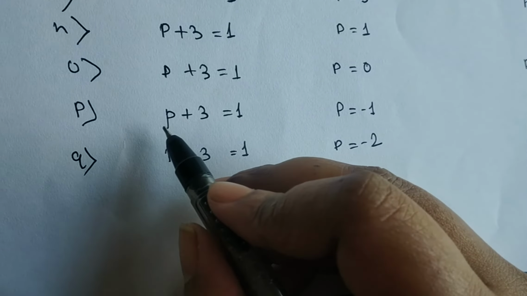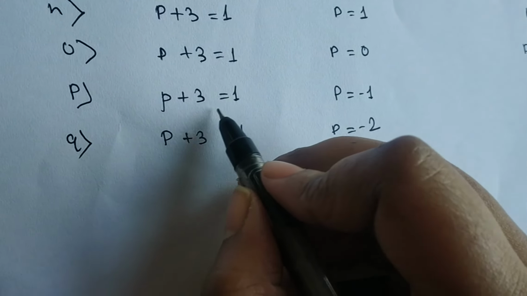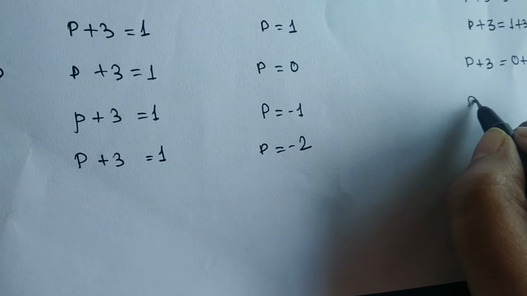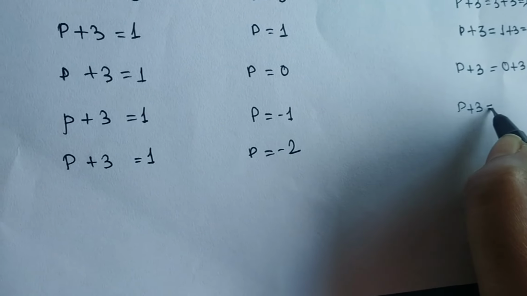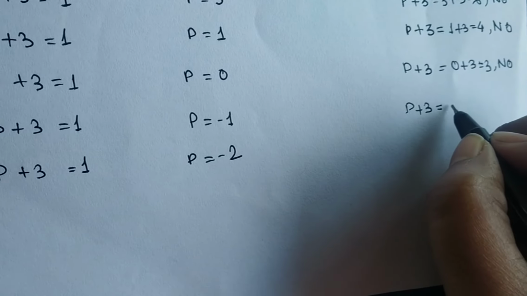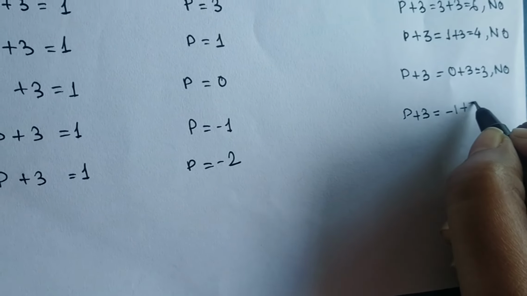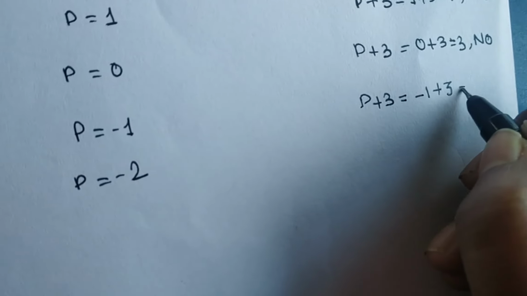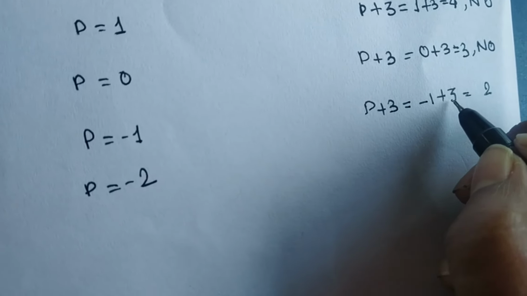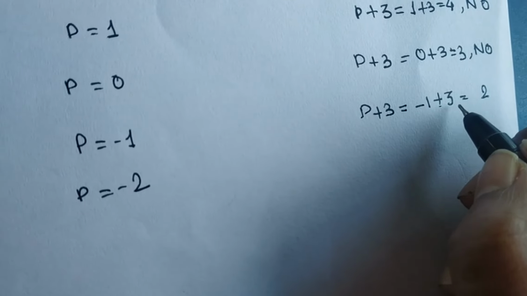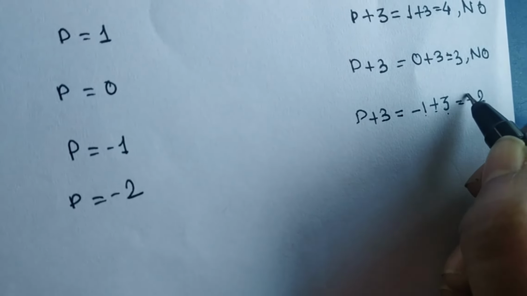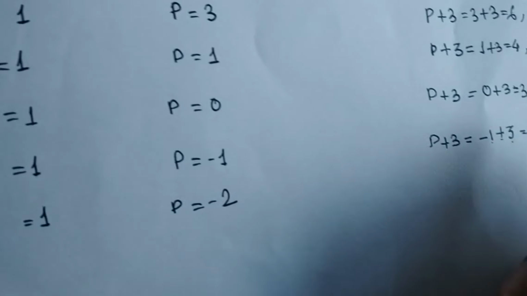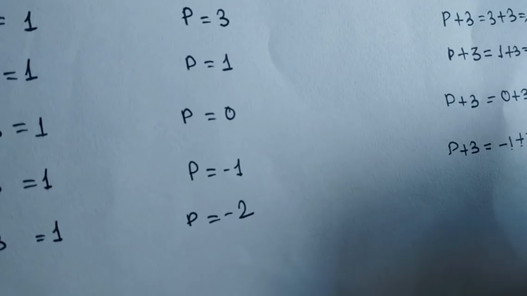Now in the next part we have p plus 3 is equal to 1, in which the value of p is minus 1. So again we will write the left hand part, and in place of p we will put minus 1. So minus 1 plus 3. Now plus minus minus, so 3 minus 1 is 2, and here we will put greater 1 sign, as 3 is greater than 1. So here the sign will be plus, and on the right hand side 1 is there. So 2 is not equal to 1. So we will write no.